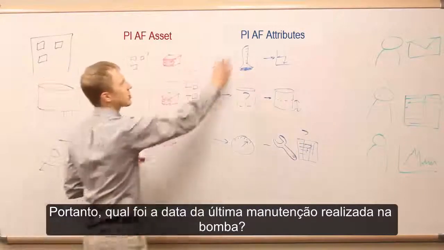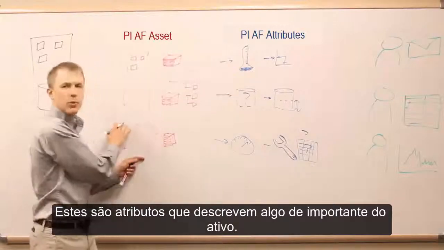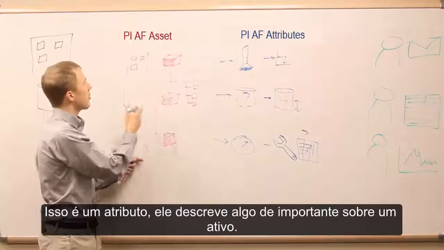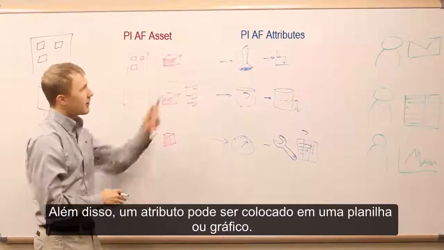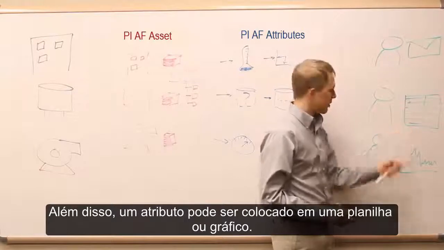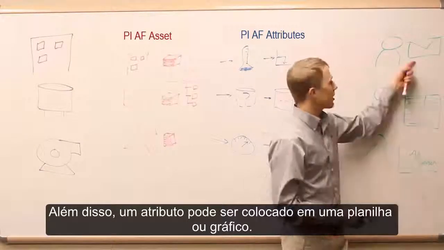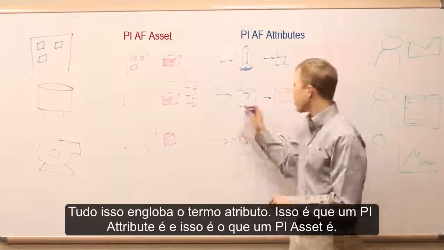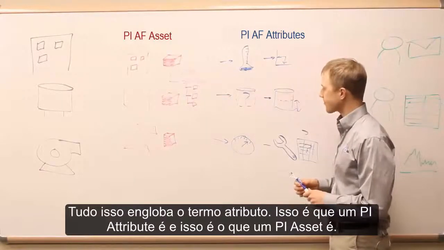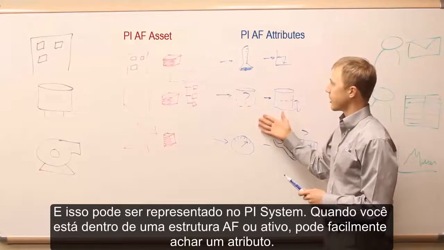So these are all attributes that describe something important about our asset. That's what an attribute is. It describes something important about our asset. And an attribute is something that we could actually put into a spreadsheet or put into a graph or put into an email. They're all things like that. That's what a PI attribute is. That's what a PI asset is. And this can actually be represented in the PI System.